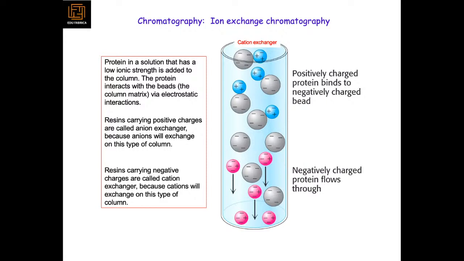So positively charged proteins bind to the negatively charged beads, and negatively charged proteins flow through it, right? So all the positive ones will attach to the negative beads, and the negative ones will flow through. And this way you have separated your two molecules.